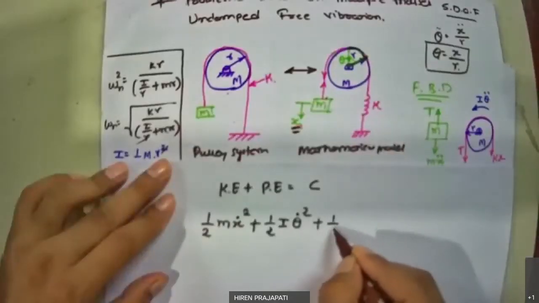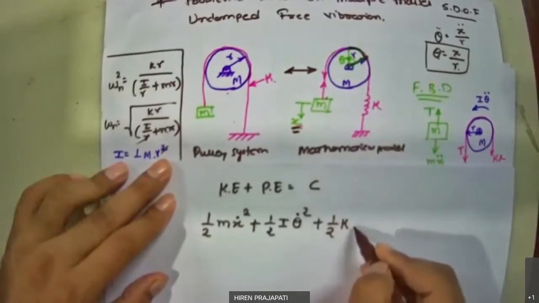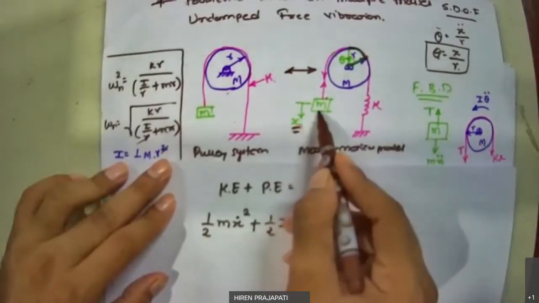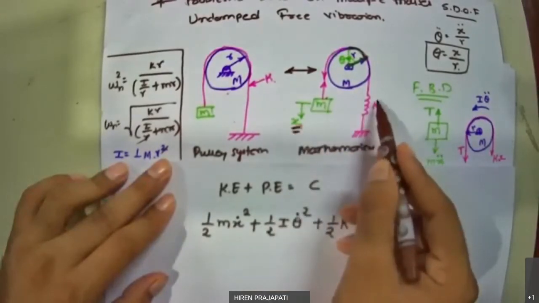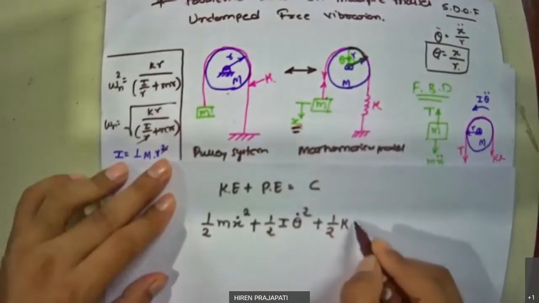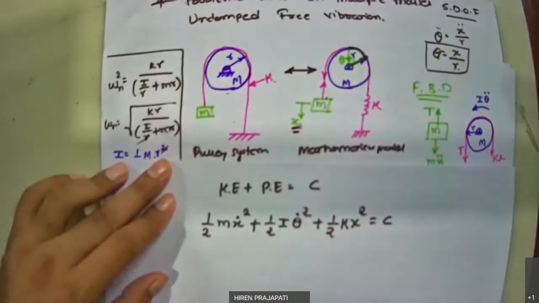Plus now the potential energy. We have only one spring. Then the potential energy equation is 1 half K stiffness into displacement square. So if this small m is displaced by x, then the spring is also elongated by the same distance x. Then I write here x square is equal to constant.